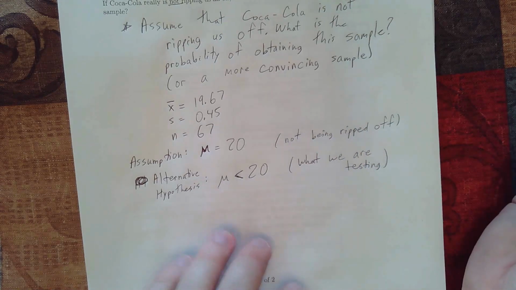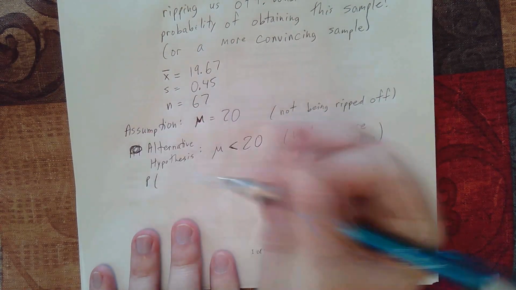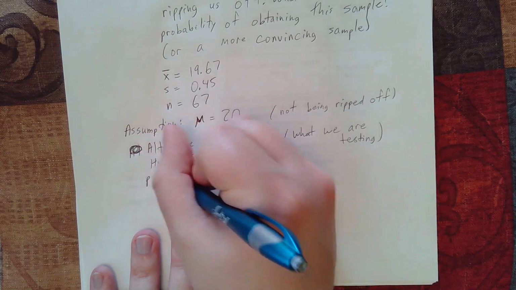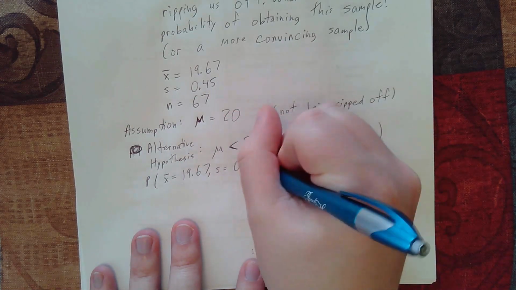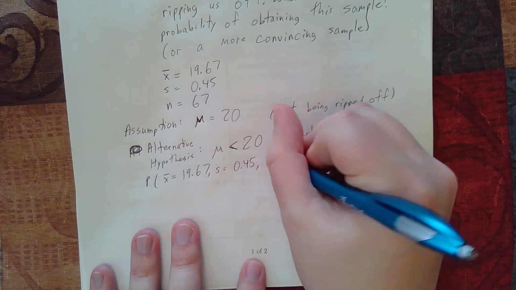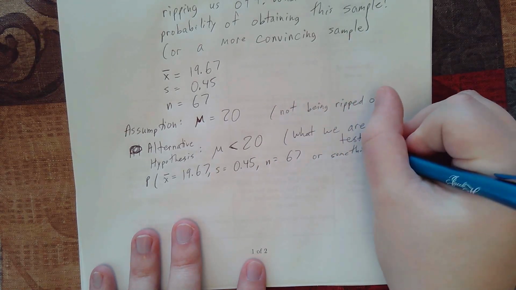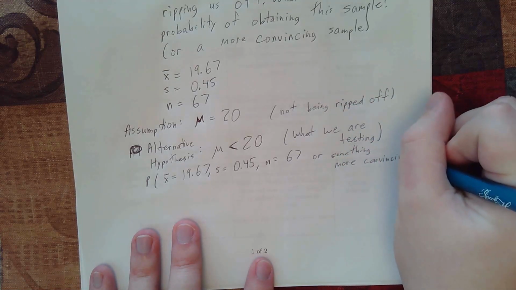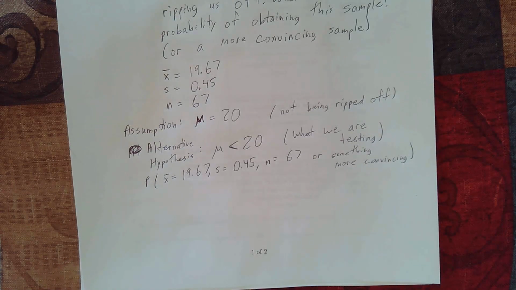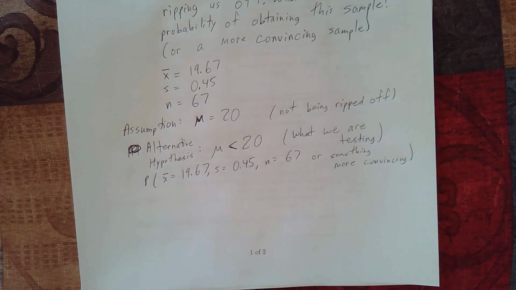So let's say we want to know how likely it is, or our probability, of having our X bar equal 19.67, our S equal 0.45, and our sample size being 67, or something more convincing. Remember that if we try to do the probability of a single point, since this is a continuous distribution, we're going to end up getting 0 for the probability. So we want not just how likely it is to get this, but how likely it is that we got this or something even worse for Coca-Cola than this.